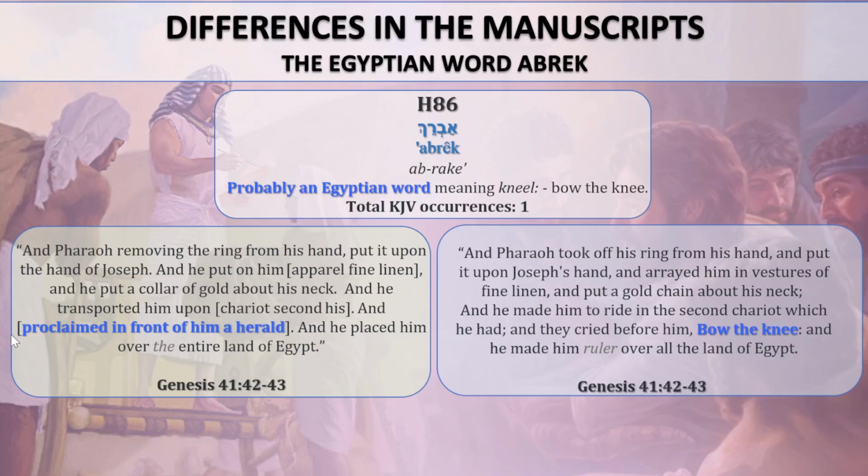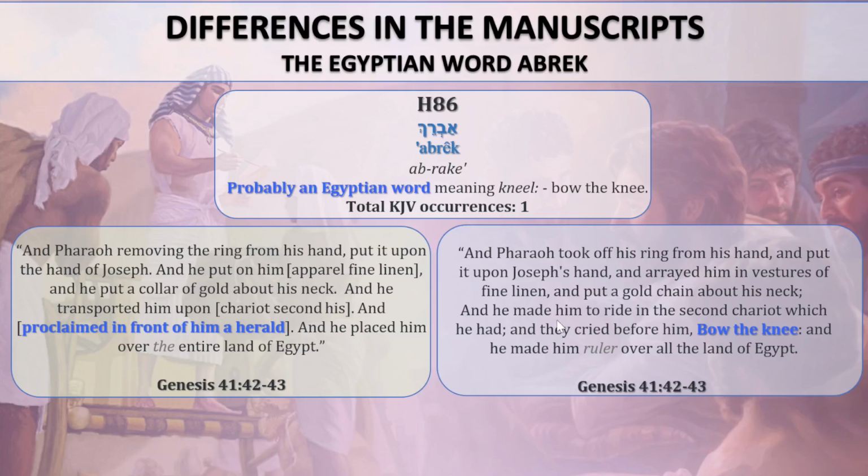Now notice it's in brackets because they have no idea what this word means. This is what they're guessing. And the reason they're guessing that is because we're going to see why when we go to the Masoretic. And he placed him over the entire land of Egypt. So Joseph is now being made the prime minister.